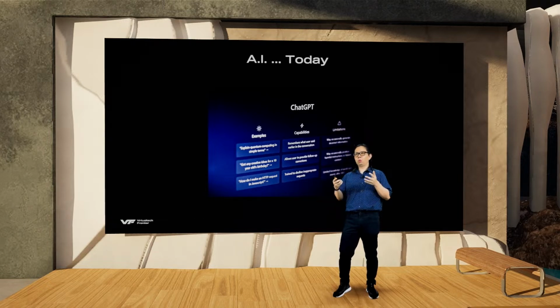So when you want to consider using AI, you have to use it responsibly. This is one of the hot topics right now. But if you do use AI, make sure that you're transparent.